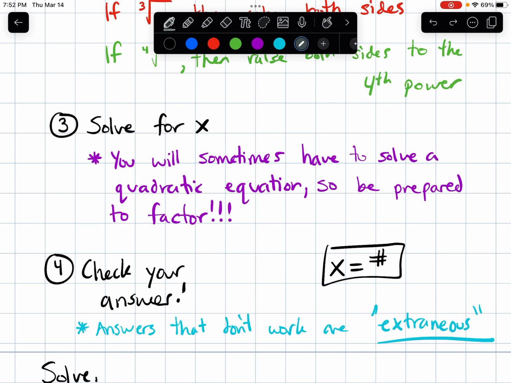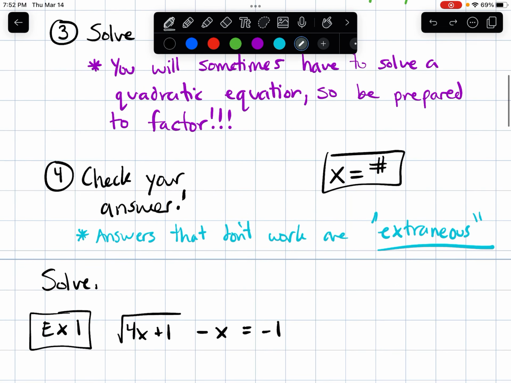Now, sometimes you will have to solve a quadratic equation, so do be prepared to factor, all right? Last thing is you do have to check your answer for all of these. Sometimes you get answers that do not work, and these are called extraneous solutions, all right? They appear to work, but once you test them out, they actually do not.